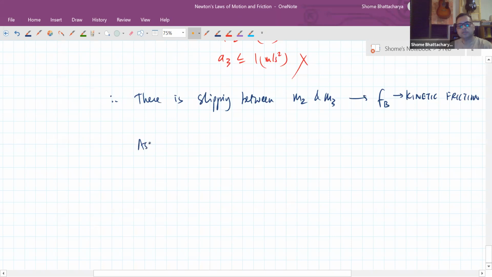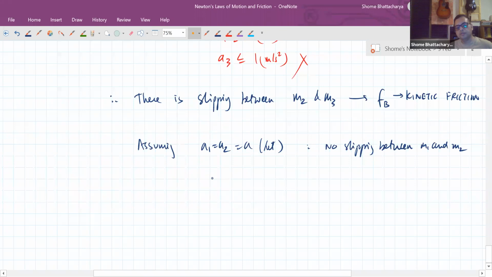Okay, so now assuming A1 is equal to A2 is equal to A, suppose. Okay, so no slipping between M1 and M2, assuming this. So we will take the combined free body diagram of M1 plus M2, on which we have applied this force, and there is kinetic friction FB acting. They should have this acceleration A.